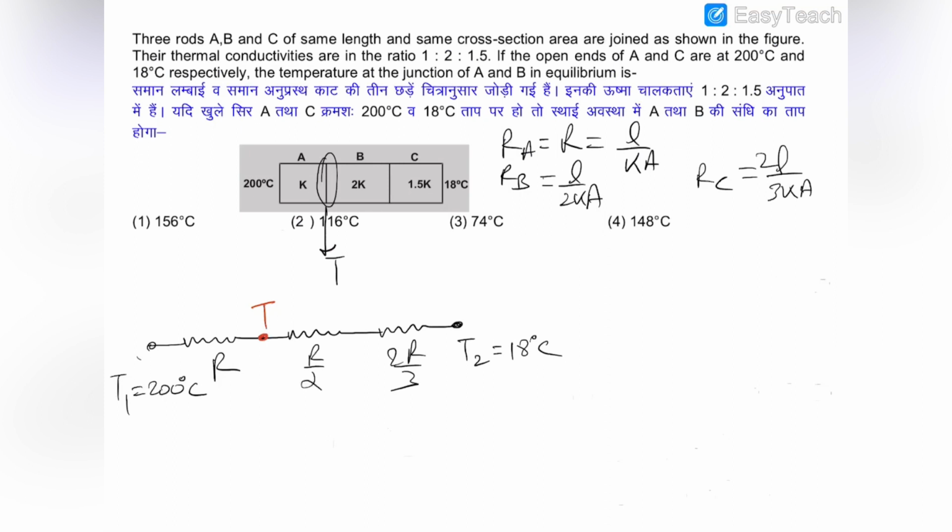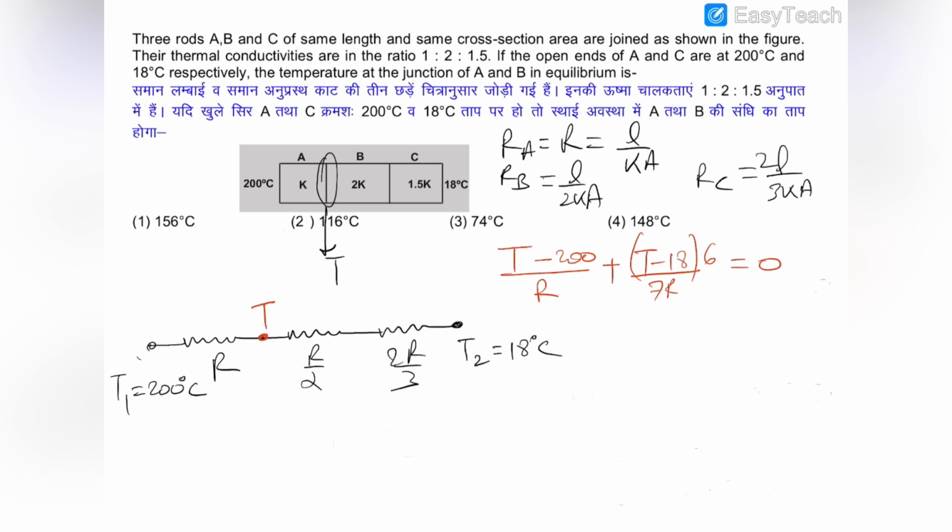Now let us assume that the temperature of this point, this junction, is T, and let us apply the nodal analysis. So we can write the equation as (T minus 200) divided by R plus the series combination of these two resistances, which will be 7R by 6. So we can write (T minus 18) divided by 7R by 6, and it would be equal to 0.